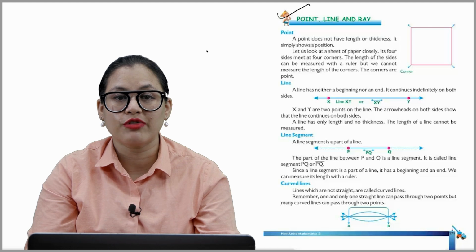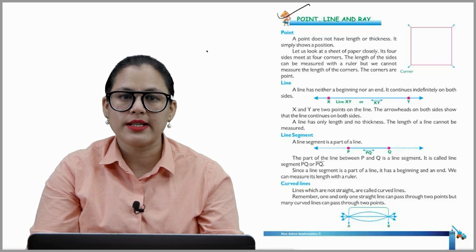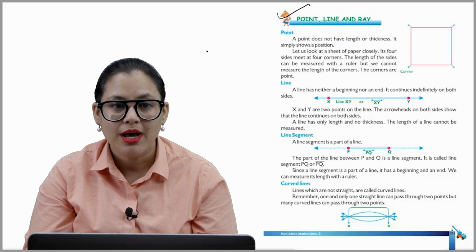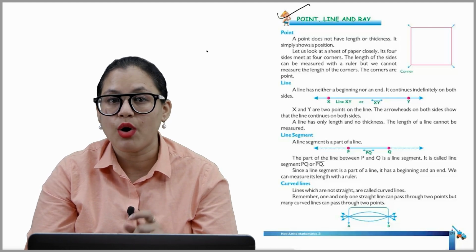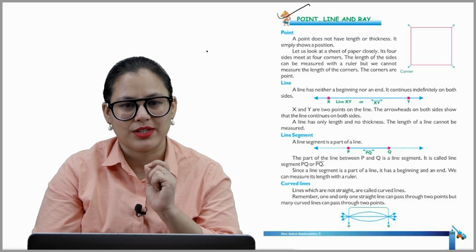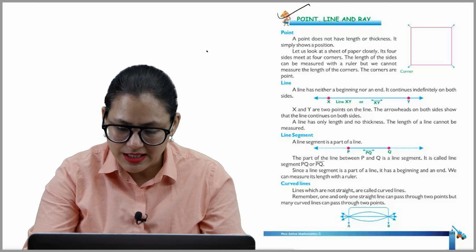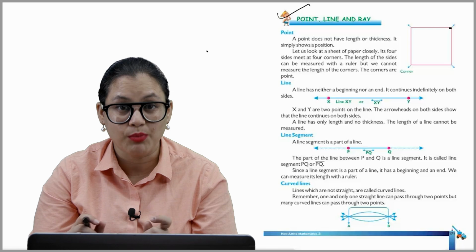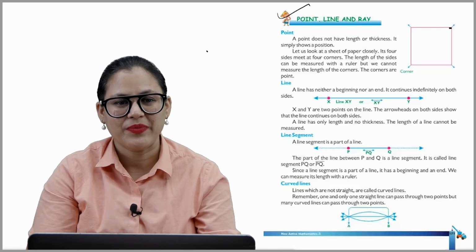Let us look at a sheet of paper closely. Its four sides meet at four corners. The length of the sides can be measured with a ruler, but we cannot measure the length of the corners. The corners are points. Can we measure the length of this point or corner? No, we cannot.